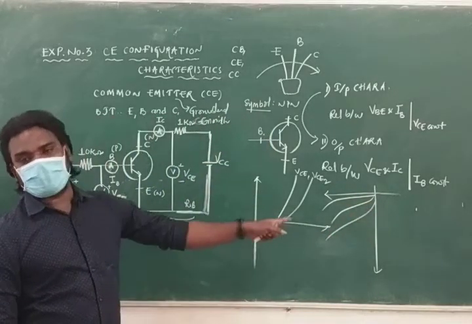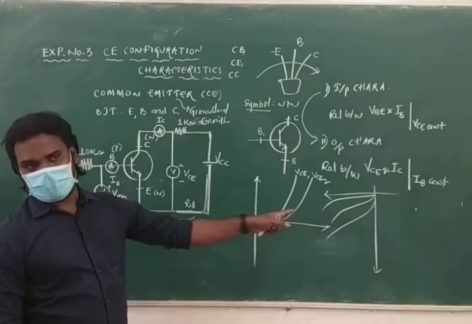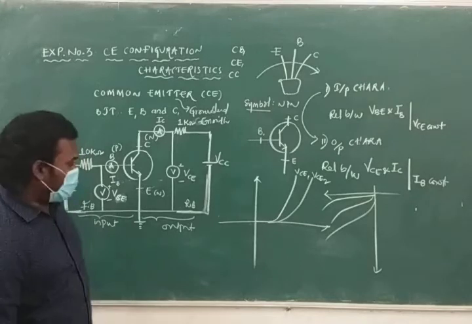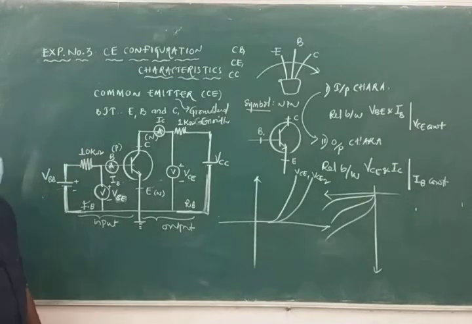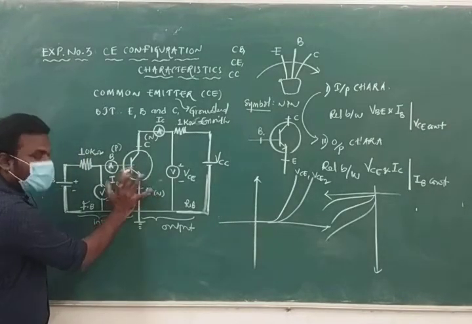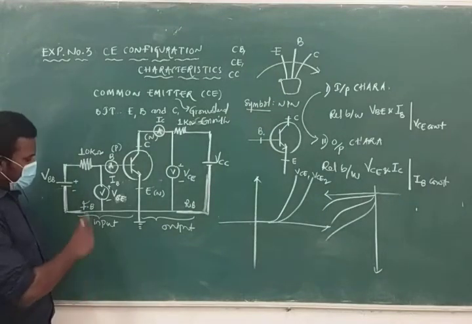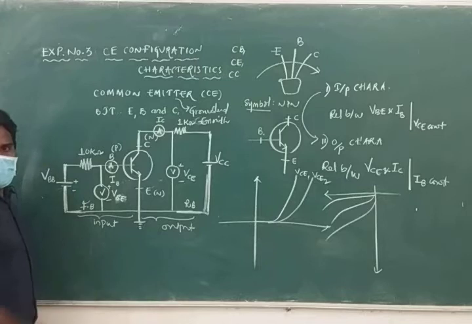So these things we have to prove by doing an experiment. Okay? Then go with the circuit diagram. Whatever we have been seeing in the circuit diagram, we have to connect on the breadboard. First component is what? First component is a DC regulated power supply.